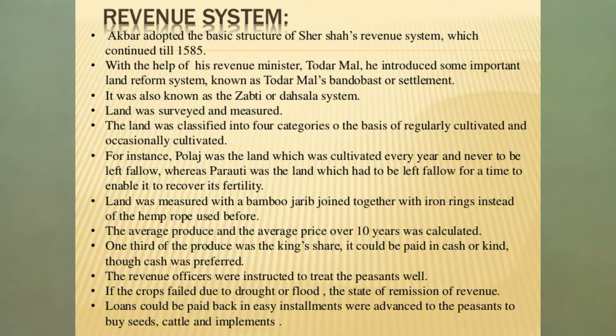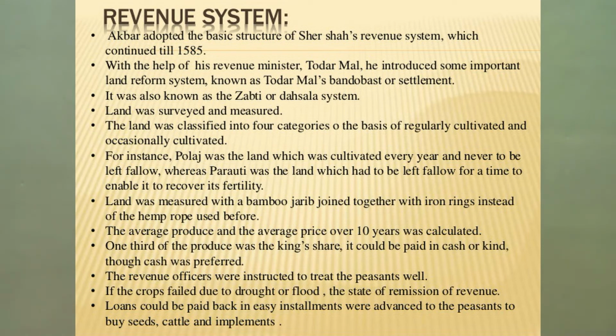Land revenue system. Land revenue was the chief source of income of the state during the Mughal period, 1526 to 1707. So the Mughals paid great attention towards agricultural reforms. Akbar had set up a uniform system for measuring land tax, to which various schemes were added by Todarmal, the revenue minister, to enhance the imperial treasury.